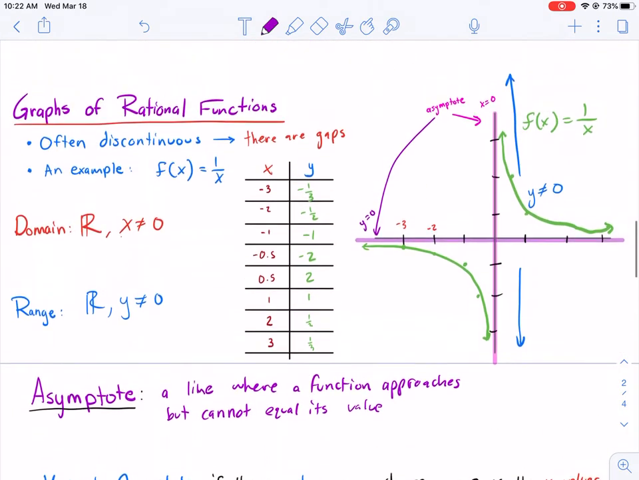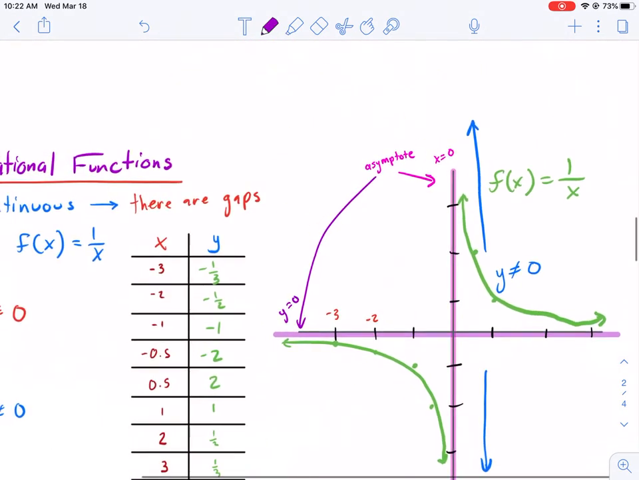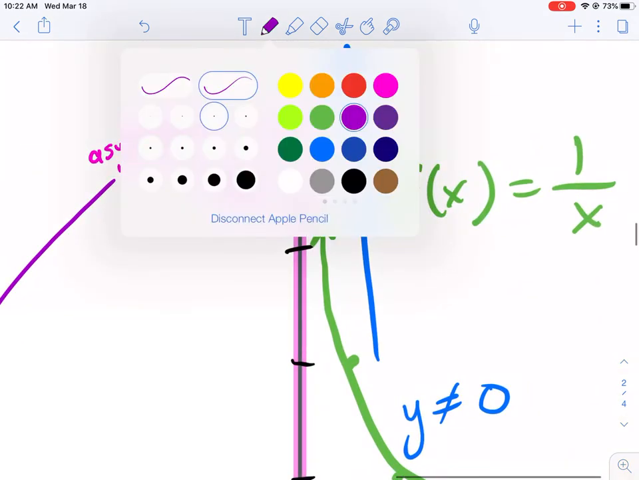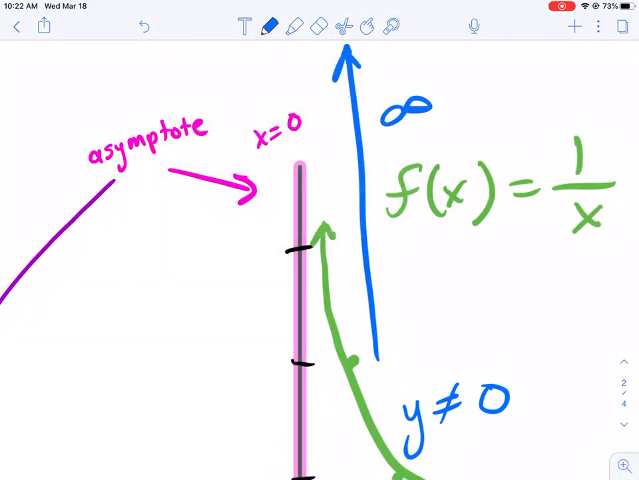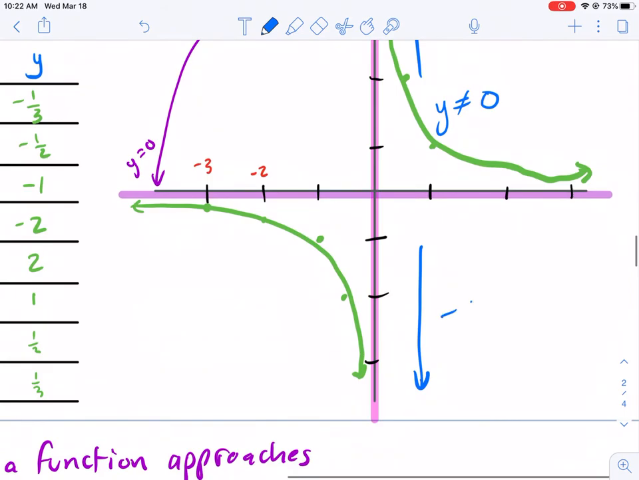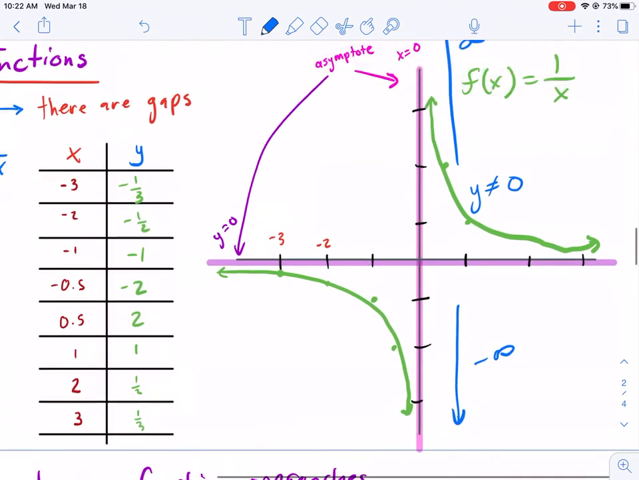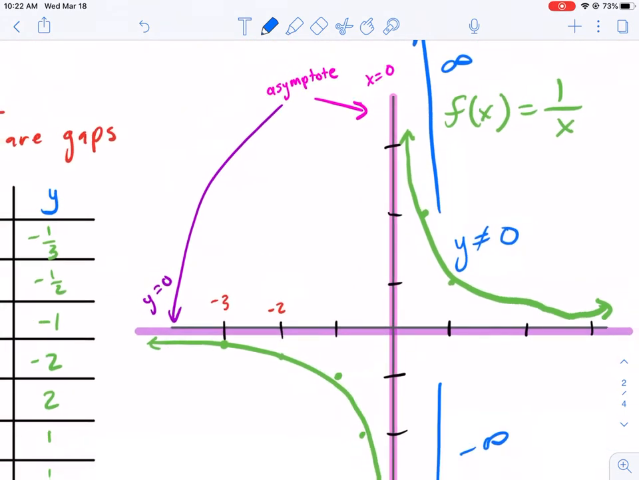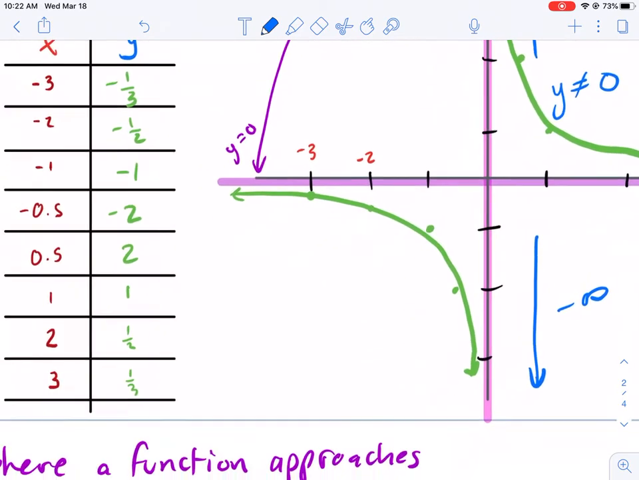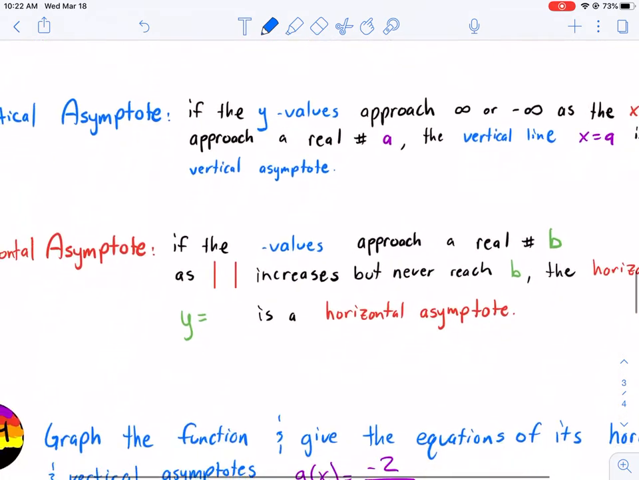Okay, so we saw here that the y's were approaching infinity this way. See, they're approaching infinity. Here they're approaching negative infinity. Okay, so the value of x is a vertical asymptote. It can't equal that vertical line. That's why it's stretching out and not touching it.